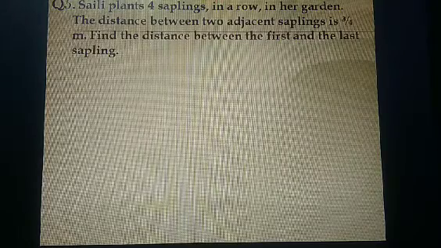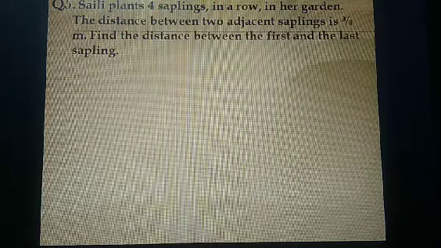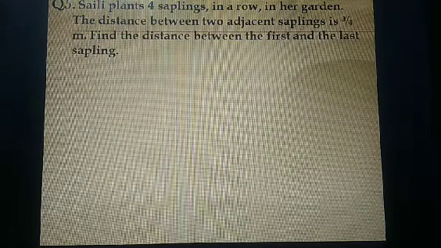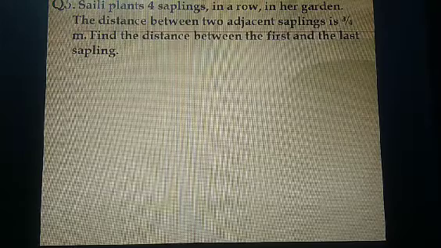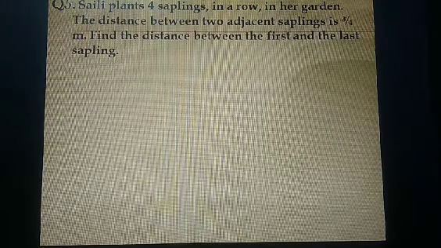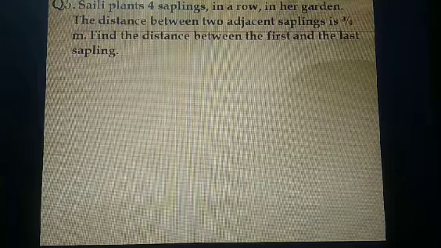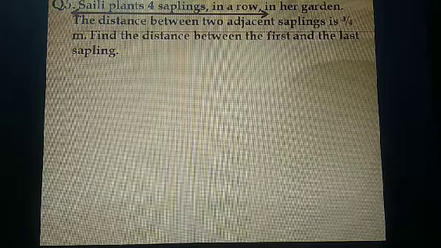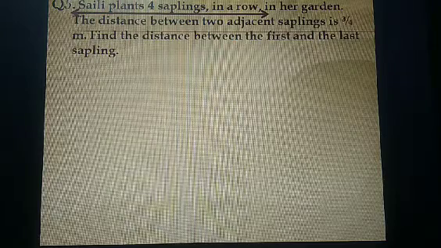Moving to question number 5. Sally plants 4 saplings in a row in her garden. The distance between 2 adjacent saplings is 3 by 4 meter. Find the distance between the first and the last sapling. So here, what do you mean by sapling? Sapling means a baby plant. So it's given that she plants 4 saplings in a row.